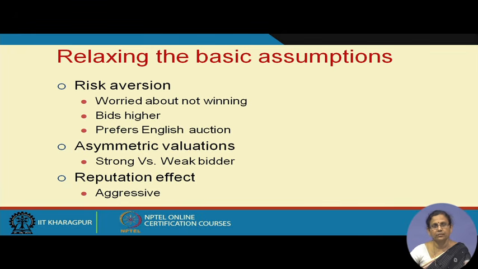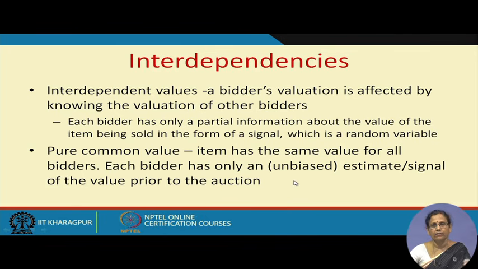Besides this, you can also think of relaxing the basic assumptions by including the property of risk aversion, then asymmetric valuations, then you can include the reputation effect, how reputed the bidder is in the market, and so on. Then the next one is about interdependencies. We were talking about the independent value model so far. Now, it is about interdependencies.